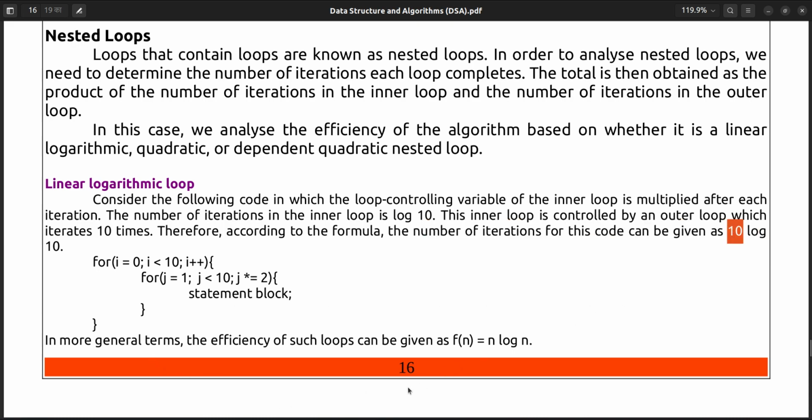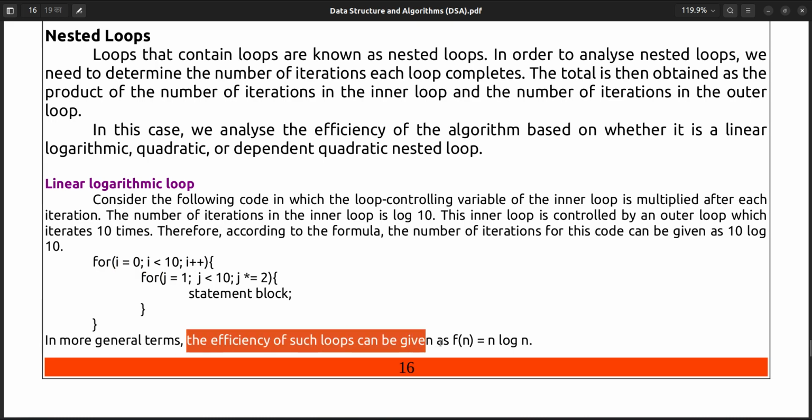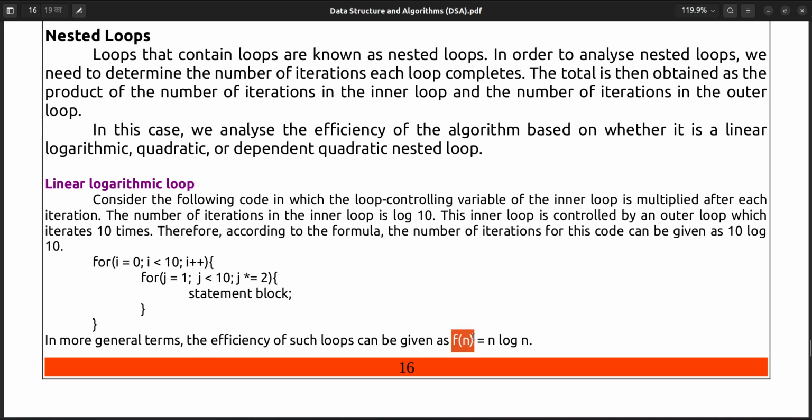Definitely n you can replace with the 10, because here the number of iterations is 10. So 10 log 10. Log n is because this increment or decrement is happening by multiplication or division. That's why the complexity for this one is log n, and n is the outer 10 times. So n log n, 10 log 10. Okay, in more general terms, the efficiency of such a loop can be given as f(n), a function that has n number of loops. So the functionality for this one is n log n.